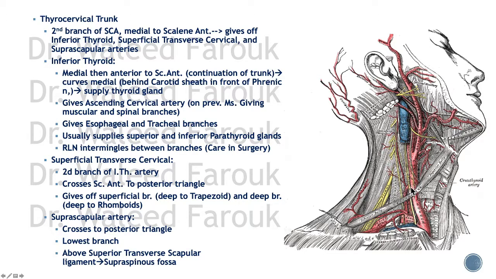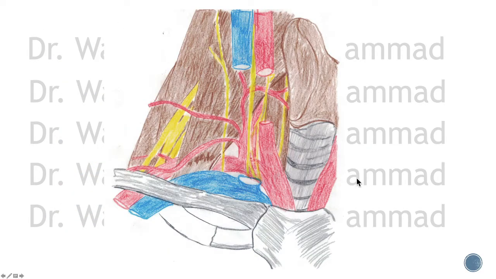Please pay attention to the fact that the recurrent laryngeal nerve, we'll see it in another drawing, intermingles with its branches. Look at this specimen here. This is the scalene anterior. You have seen this before. This is the phrenic nerve, the internal jugular vein, the vagus nerve, the common carotid artery.